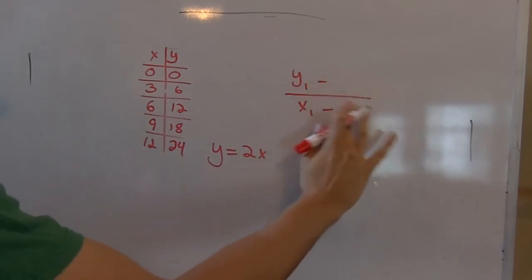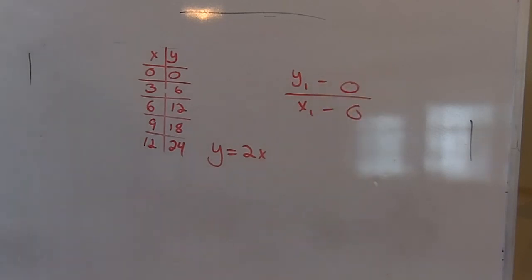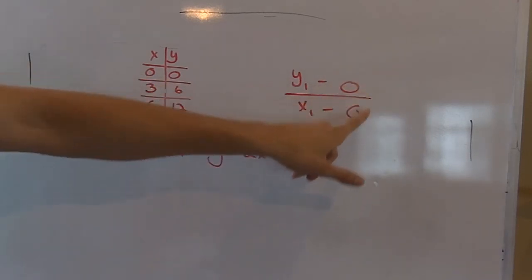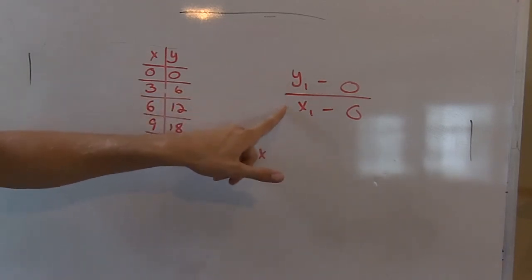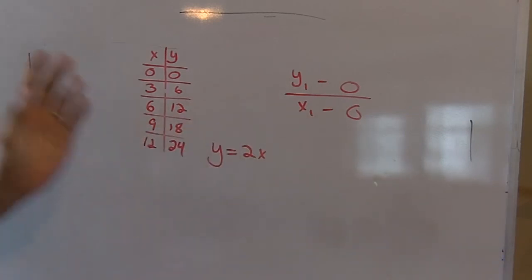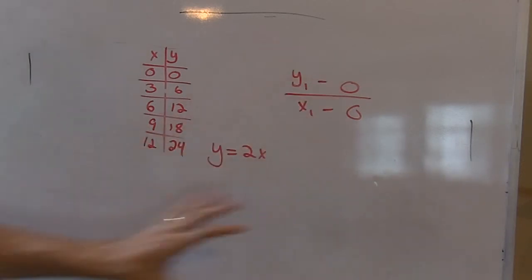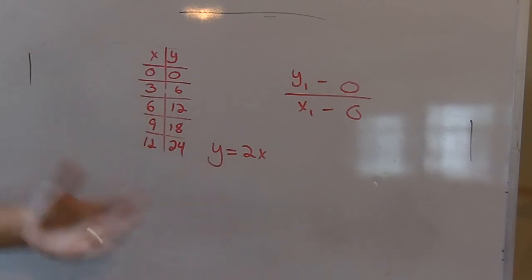So I'm going to replace my y2 and x2 with point 0, 0. And now, since this is legitimately one of the points on my line, anything I plug in here for y1 and x1, any ordered pair, any point I plug in for y1, x1 will become the slope for my line, or the rate of change of my line. Okay? So this is really, really important to understand. But that's why that works the way it does.